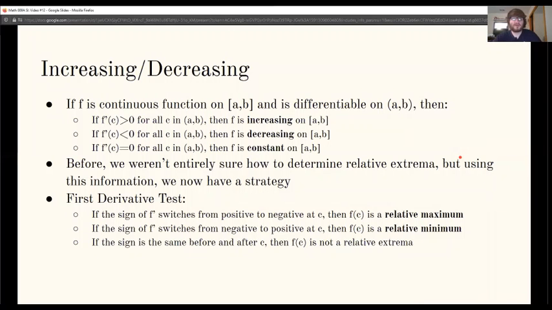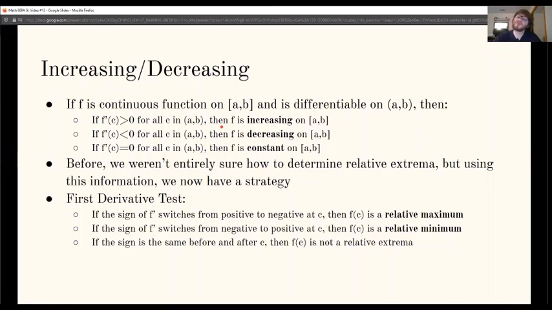So first off, increasing and decreasing. If f is a continuous function on a closed interval [a, b] and is differentiable on the open interval (a, b), then if f prime of c is greater than 0 for all c in that open interval, then f is increasing on the closed interval [a, b]. Similarly, if f prime of c is less than 0 for all c in (a, b), then f is decreasing on [a, b]. And if f prime of c is equal to 0 for all c in (a, b), then f is constant on [a, b].